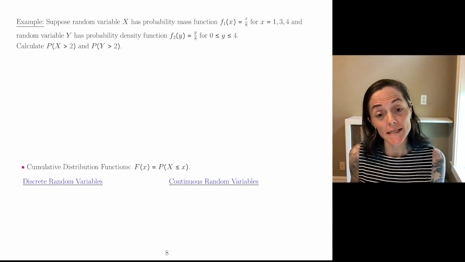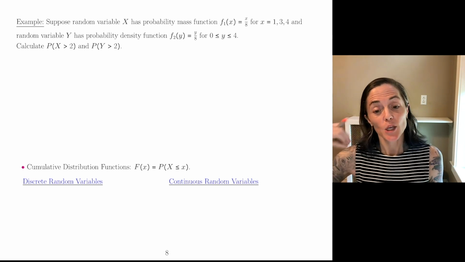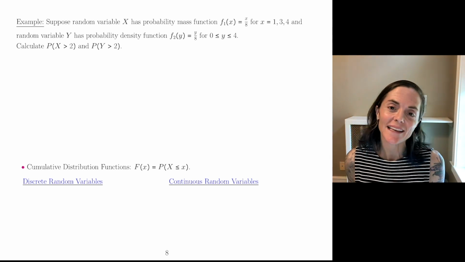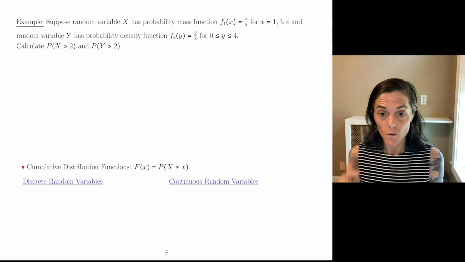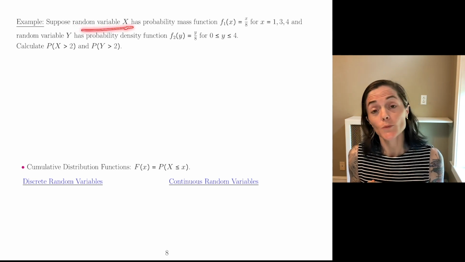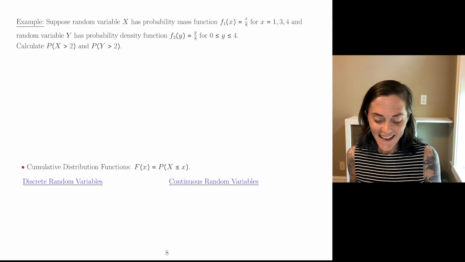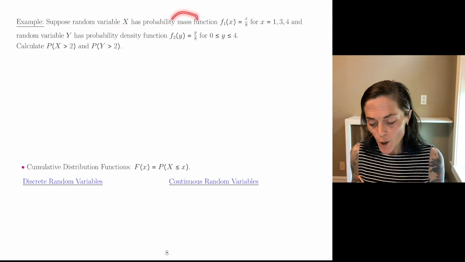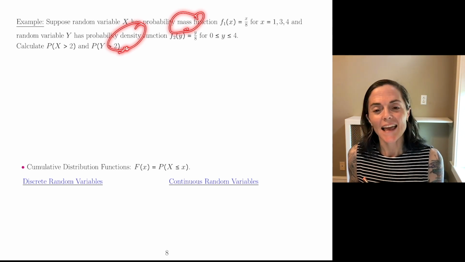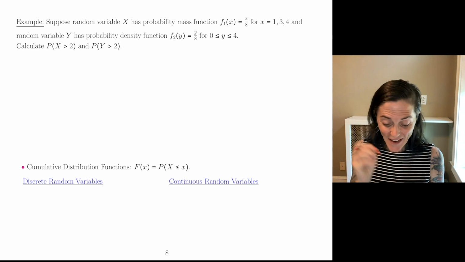Let's do one more example, and then I will just briefly mention cumulative distribution functions. We will really see these more in future lessons. So here, I'm supposing we have 2 random variables. One is random variable x, one is random variable y. Well, you can see, because I use the word mass and density, that x is discrete and y is continuous, but how could you tell if I didn't say that?